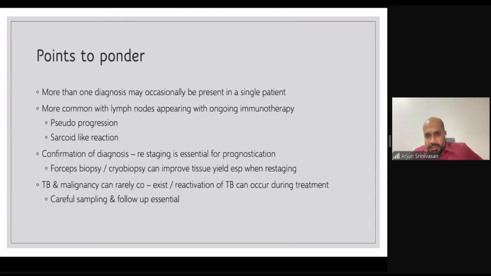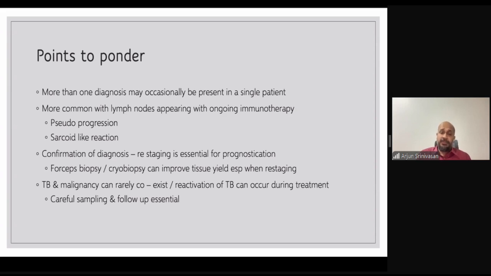So the take-home points from this case are that more than one diagnosis may occasionally be present in a single patient. More common with lymph nodes appearing with ongoing immunotherapy, and as more and more oncologists have started using immunotherapy upfront or during the course of lung cancer, you're going to find it as a part of what is called pseudo progression or the good old sarcoid-like reaction, which means that you have to confirm the diagnosis because restaging is essential for prognostication.